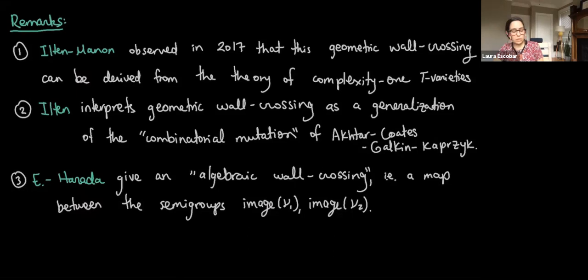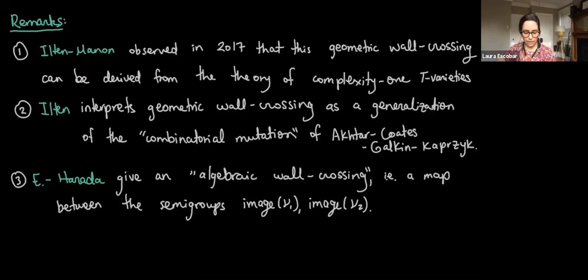So if you're curious about that perspective, Nathan Ilten wrote an appendix to my paper with Megumi, that you can find on the arXiv, in the file I told you about at the beginning. Now, the second remark that I want to make is that Nathan, in this appendix, also interprets geometric wall crossing as a generalization of the combinatorial mutation of Akhtar, Coates, Galkin, and Kasprzyk.